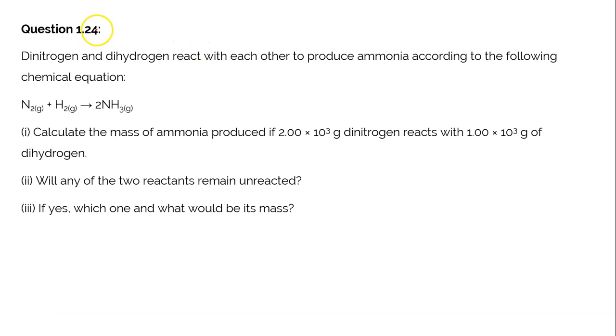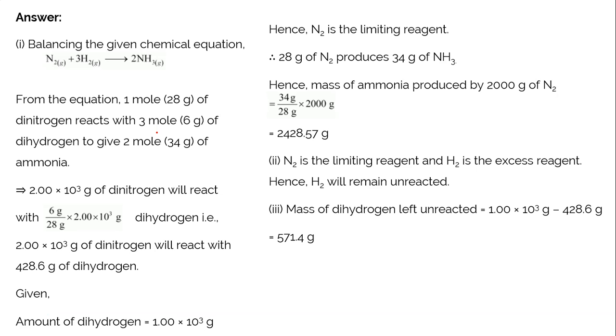Question number 1.24. The question says dinitrogen and dihydrogen react with each other to produce ammonia. And this is the chemical equation: N2 plus H2 gives 2NH3. So now with respect to this equation, we have to solve these three parts. The first one is: calculate the mass of ammonia produced if 2 × 10^3 grams of dinitrogen reacts with 1 × 10^3 grams of dihydrogen. So first let us solve this question and then we'll come back to the remaining two parts.